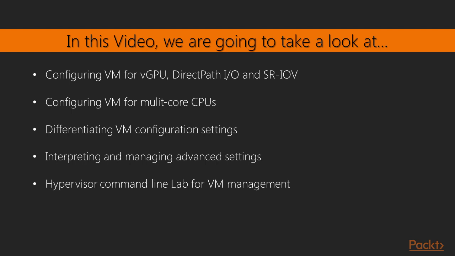And of course, we need to understand, among the various VM configuration settings, we look at only the advanced settings. Again, the assumption of this course is that you are very familiar with basic vSphere 6. We are looking at only the advanced features of vSphere 6. We will also interpret and manage advanced VM settings. Again, they are quite important because in certain cases you really need to use them to be able to fine-tune your environment. And we will end this video with a hypervisor command line lab for virtual machine management.